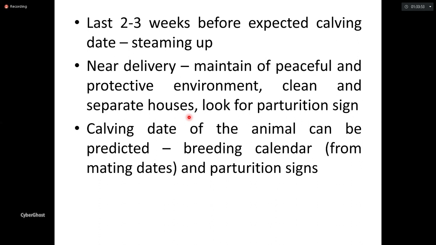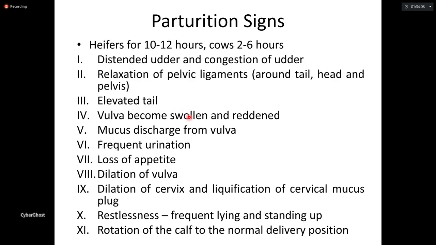So we know we can predict, based on the breeding calendar, when these animals are going to give birth to their young ones, right? We can make a small calendar, which we call the breeding calendar. Right? So then what are the signs of parturition?